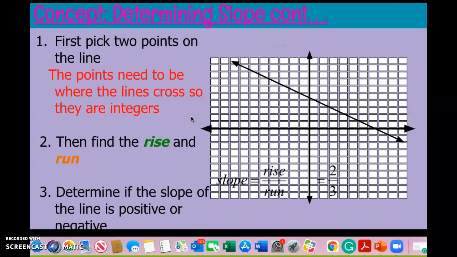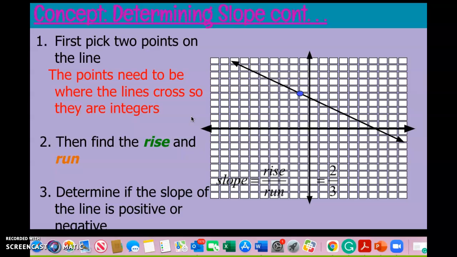Okay, let's look at the following graph. First, pick 2 points on the line, and we have to pick 2 points that are at an intersection. Then we find the rise and the run, and third we have to determine whether the slope is positive or negative. So on this one line, we can clearly see that if we go from left to right, it's going down. So what type of slope do you think it will be? Do you think it'd be a positive or a negative slope?